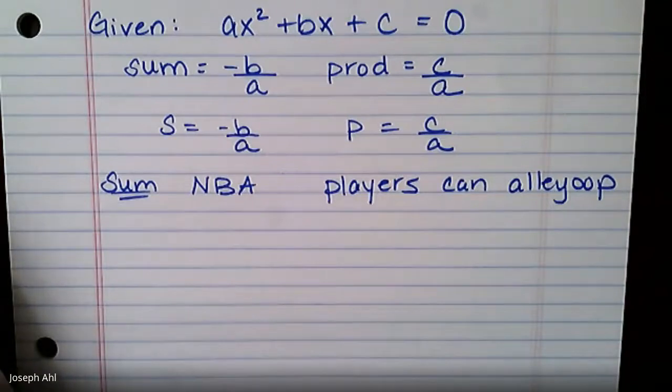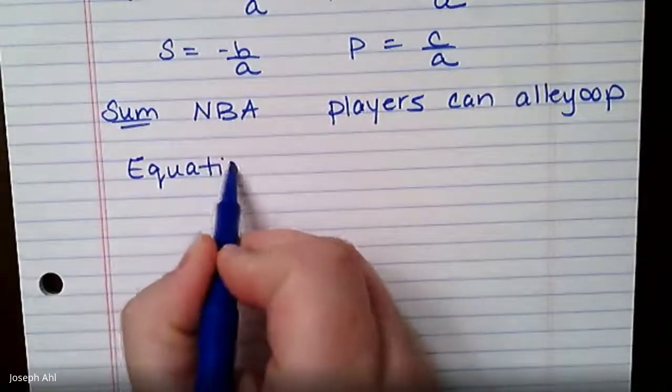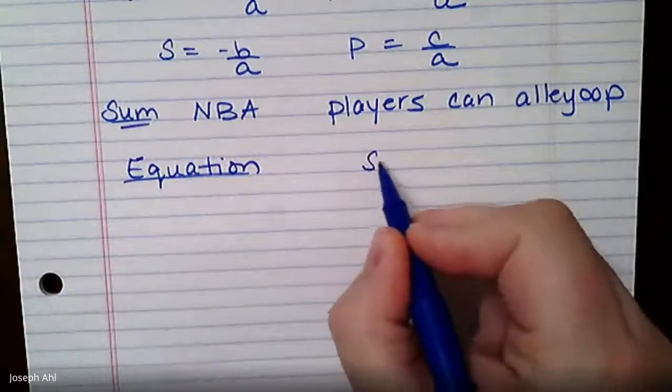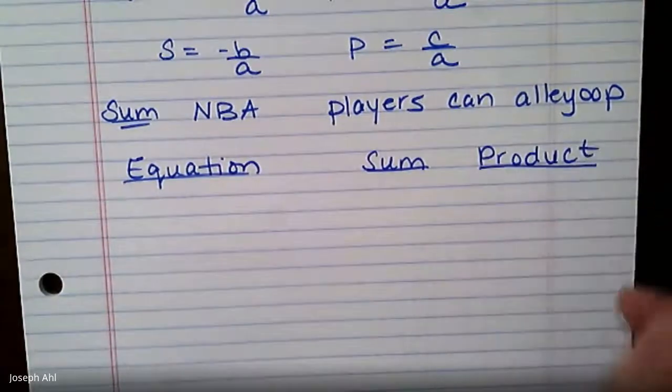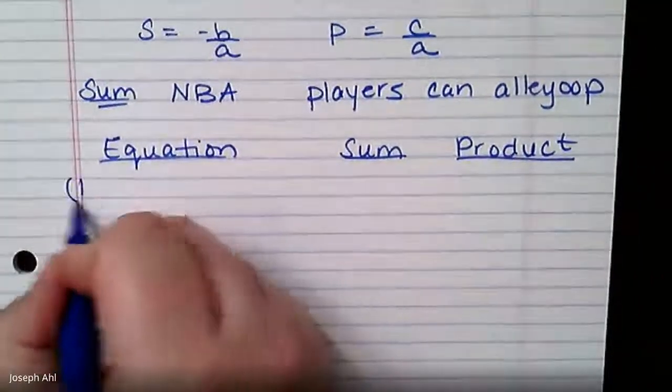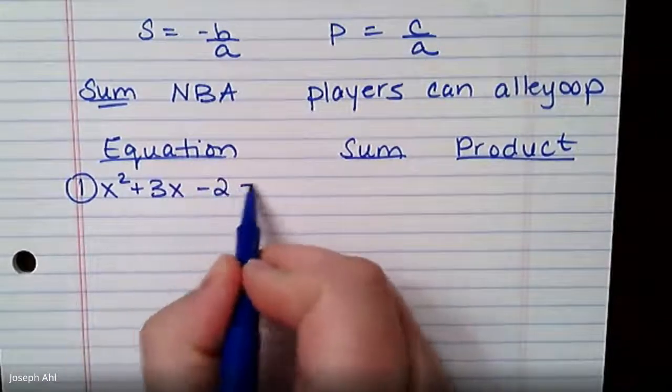All right, let's put this into practice real quick here. So I'm going to give you a couple equations. And once I give you the equation, you'll tell me the sum of the roots and the product of the roots. Okay, so let me write the equations first. Let's do x squared plus 3x minus 2 equals 0.